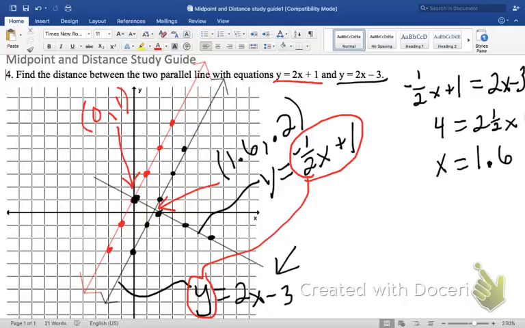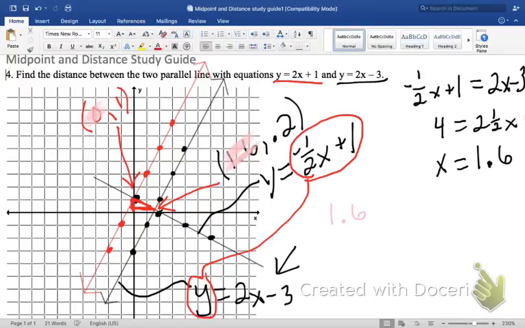Alright, so now that I have the 2 points, now I just find the distance between them, which involves the Pythagorean theorem. So if I build a little right triangle here, there's the horizontal distance, there's the vertical distance, and I'm looking for that distance. So to find the horizontal distance, I look at the two x-coordinates. How far are those apart? Easy, they're 1.6 apart.